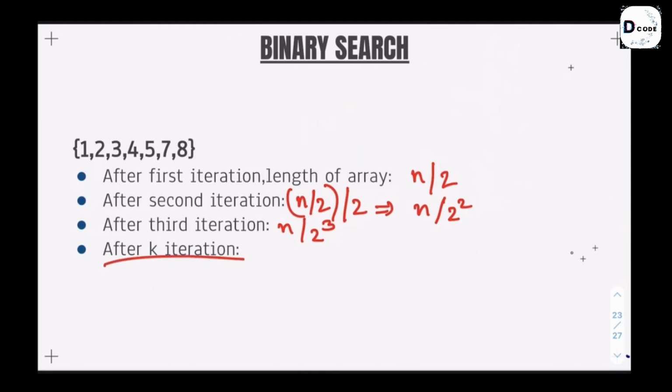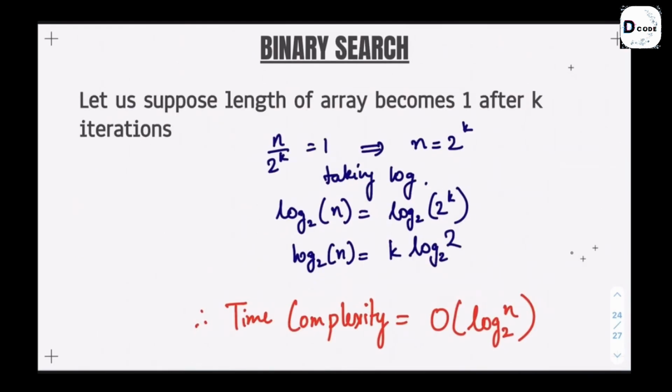So after k iterations, the length will be n divided by 2 raised to the power k, right? Let us suppose the length of the array becomes 1 after k iterations. So according to the mathematical expressions, we can say that n is equal to 2 raised to the power k. By taking log on both sides and solving it, we'll get the time complexity as O(log n).